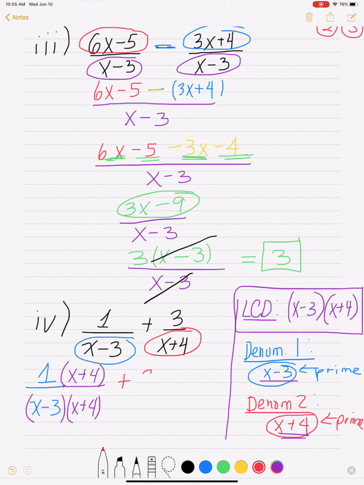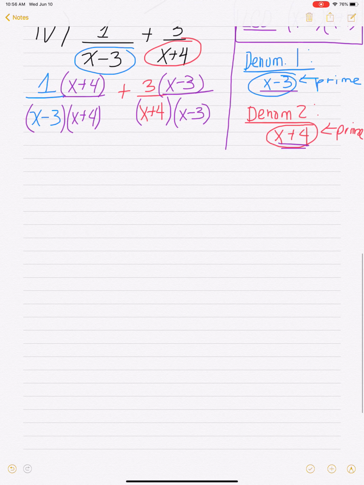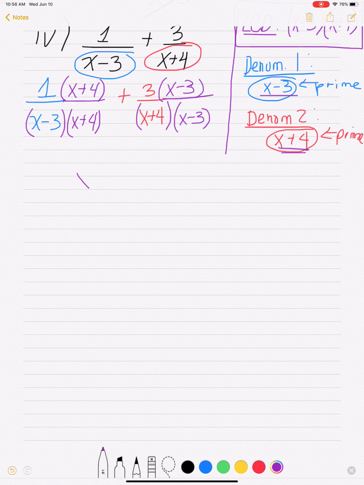And then our red fraction, 3 over x plus 4. For this second fraction, we want to make sure that the denominator is x minus 3, x plus 4. So we have to multiply this by x minus 3 on bottom and x minus 3 on top. Again, what you do to the bottom, you have to do to the top to balance the fraction. So now the denominators are the same, right? Since the denominators are the same, x minus 3, x plus 4, you just copy down the common denominator and turn this into one fraction.